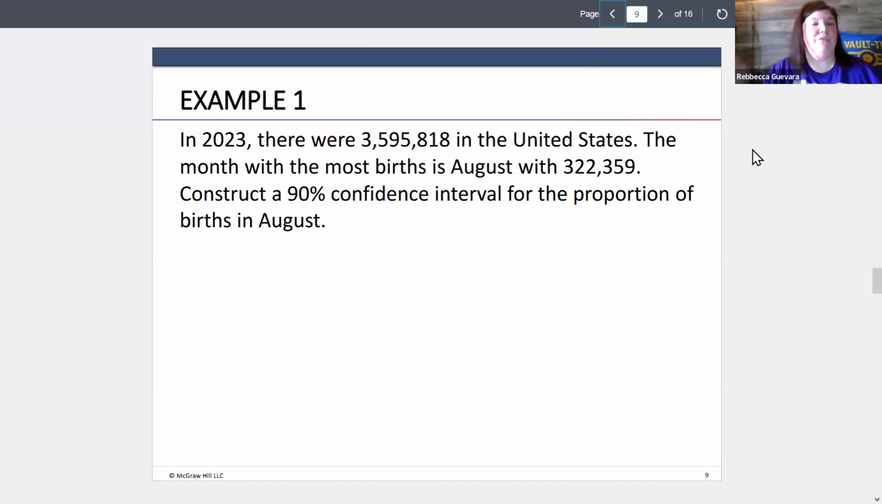All right, let's do this one more time. Well, two more times actually. In 2023, there were 3,595,818 births in the United States. The month with the most births is August with 322,359. We want to construct a 90% confidence interval for the proportion of births in August.